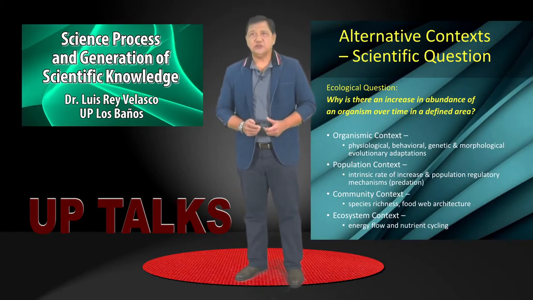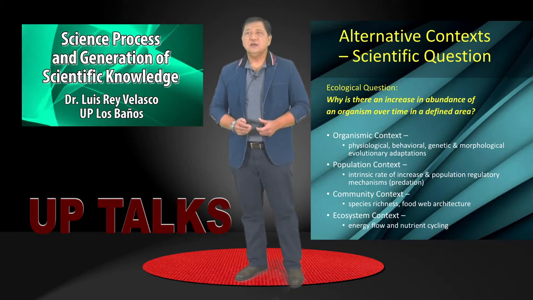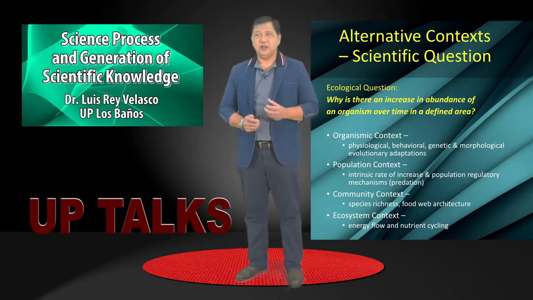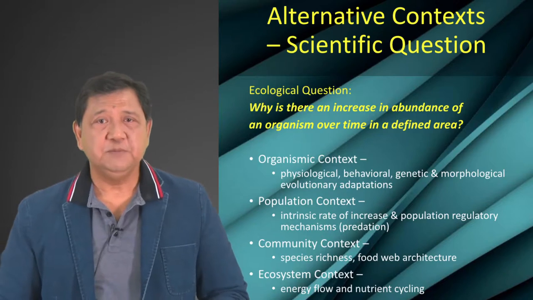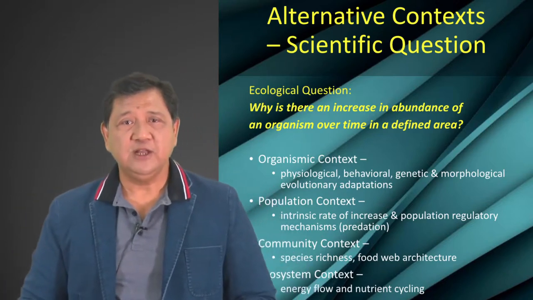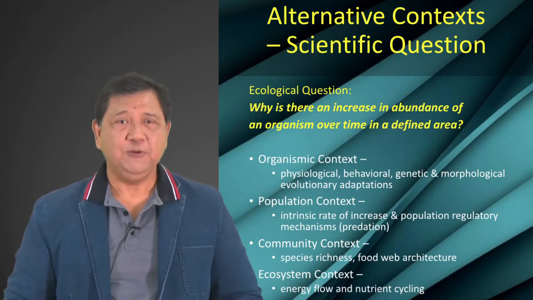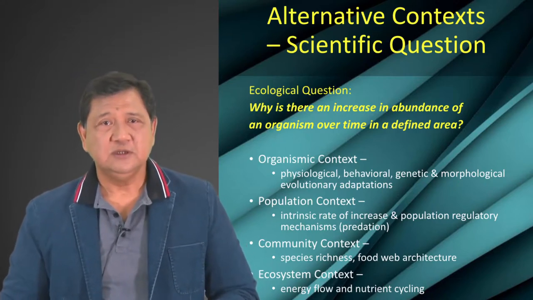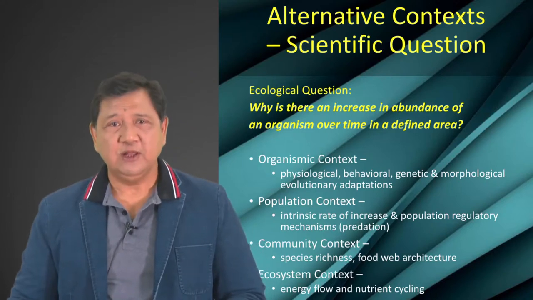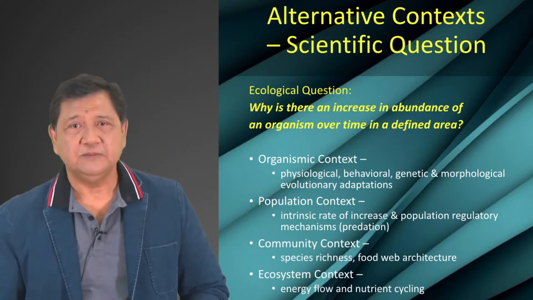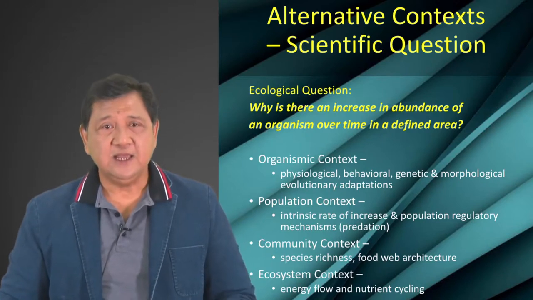So if we are to ask the question, why is there an increase in abundance of an organism over time in a defined area? And if we look at this from the point of view of the organismic framework or context, the question has to be looked at from the point of view of the physiological, behavioral, genetic, and morphological evolutionary adaptations of the organism. And if we compare this with the framework of population context, the question must be looked at from the point of view of what is the intrinsic rate of increase and the population regulatory mechanisms involved in the population. Meaning, why is the population increasing and what are the mechanisms behind the increase?